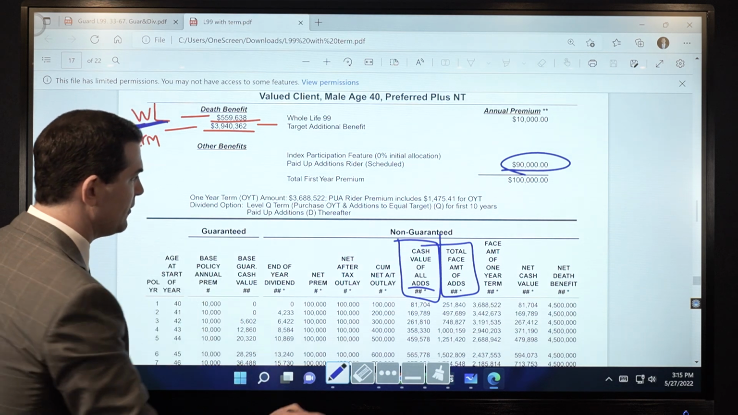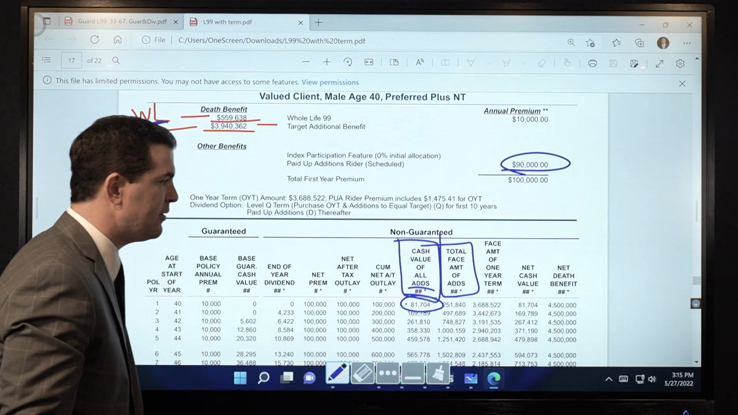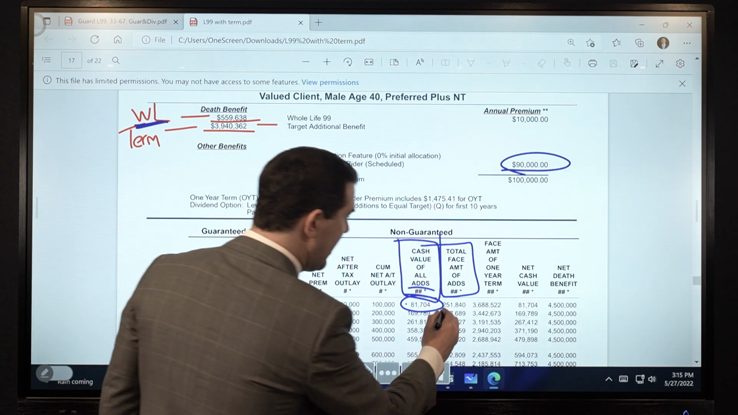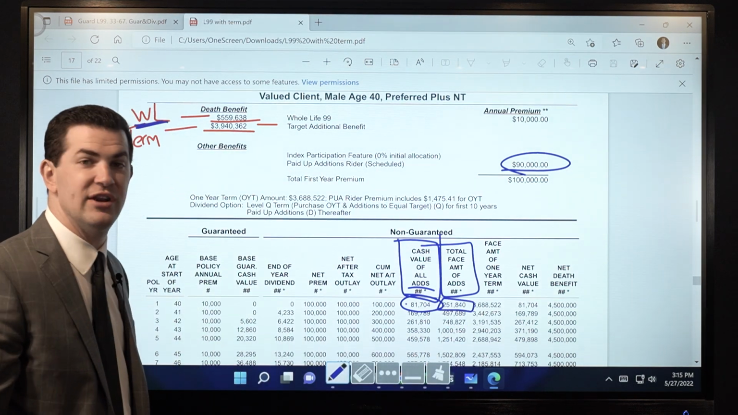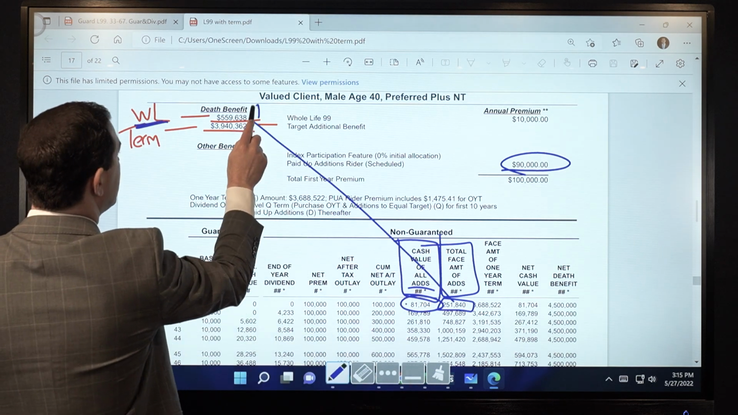So what this means here, I made a PUA payment. There's the net dollar amount, $81,704, that showed up in cash value right off the bat. And that purchased this 40-year-old individual $251 and change in added whole life insurance. That's added to this figure.